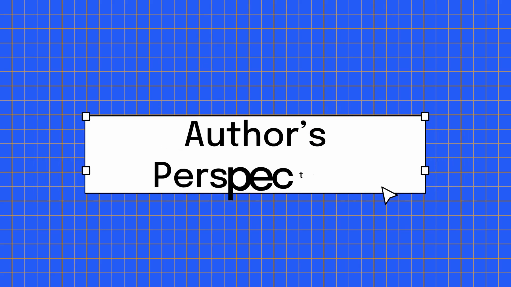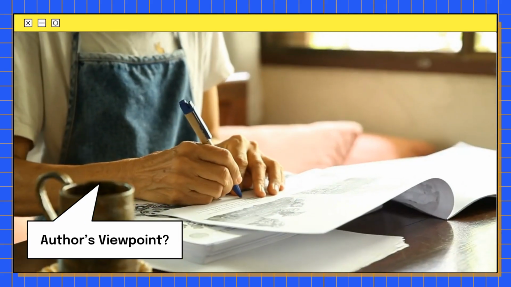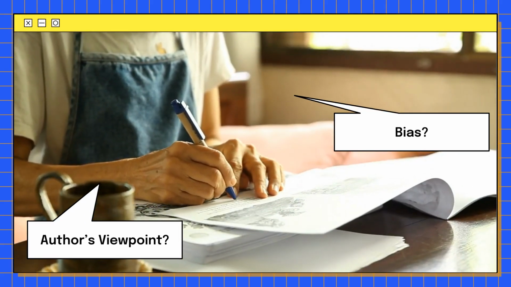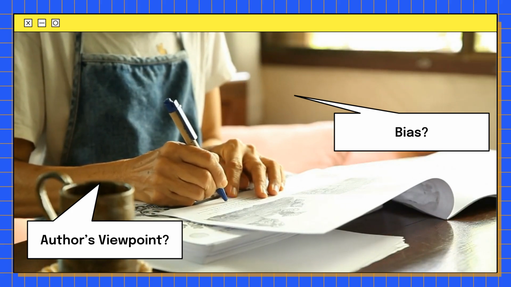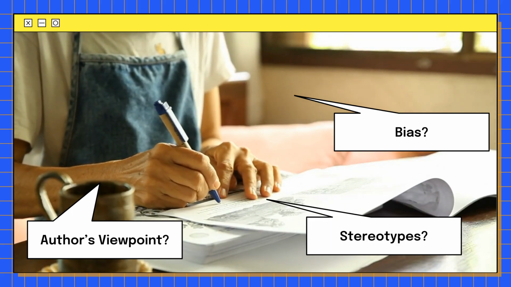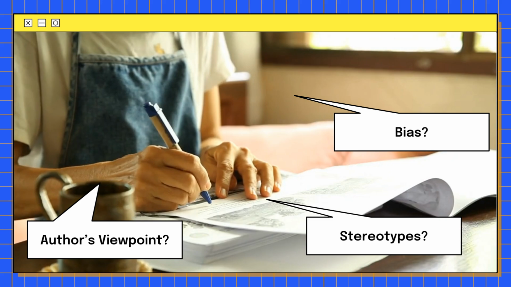When analyzing, you always have to consider the source. What is the author's perspective? What is the author's viewpoint or opinion on the topic? Do they have a bias, a prejudice that affects their judgment? Are they using stereotyping, oversimplified beliefs about a group of people?